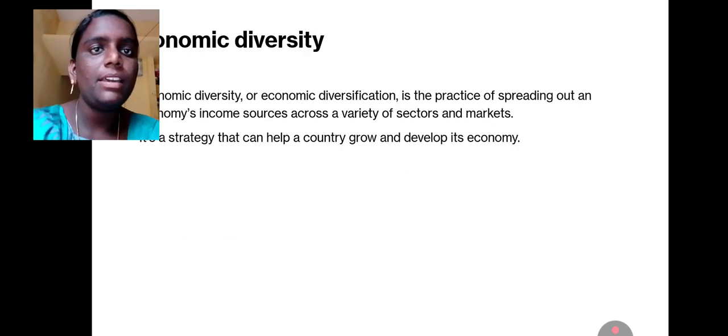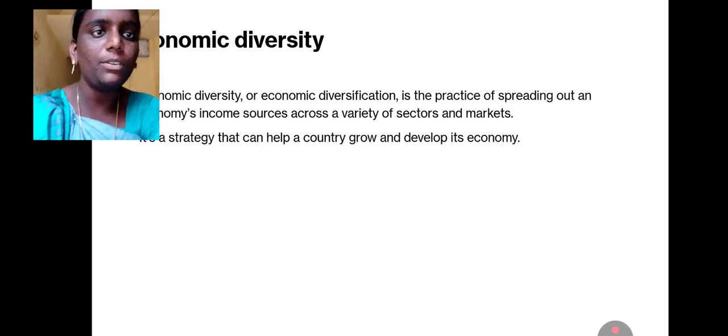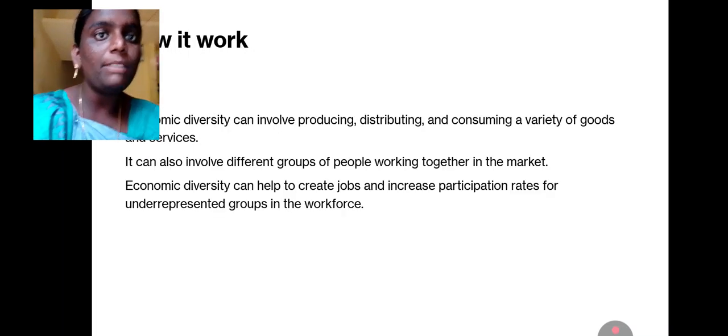And next, economic diversity. Economic diversity is diversification. It is the practice of spreading income sources and acquiring different market sectors. It is a strategy that can help a country grow and develop its economy. How does economic diversity work?